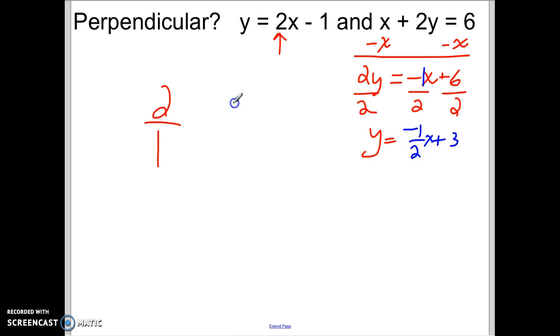If I bring that over and compare it to the other equation, -1/2 and 2/1, are they opposites and are they reciprocals? 2/1, 1/2, and one of them is negative. These equations would be perpendicular lines. So yes, they are perpendicular.